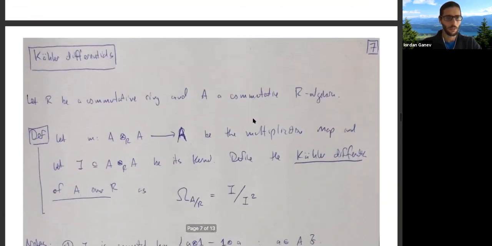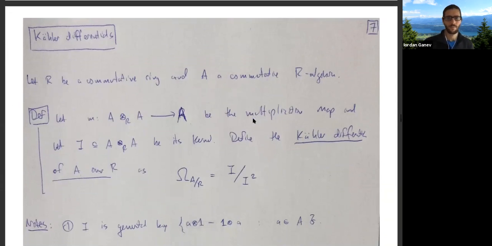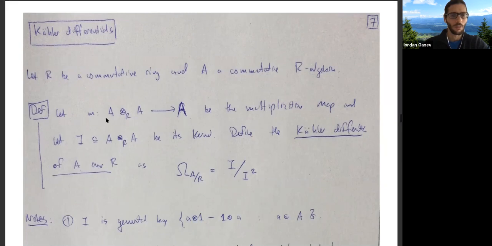Okay, so the next topic is Kähler differentials. The setting is similar to what we had before. R is a commutative ring, and now I want A to be a commutative R-algebra. So A should be commutative from this point forward. All right, so we want to define the Kähler differentials. So what are these? We first look at the multiplication map.